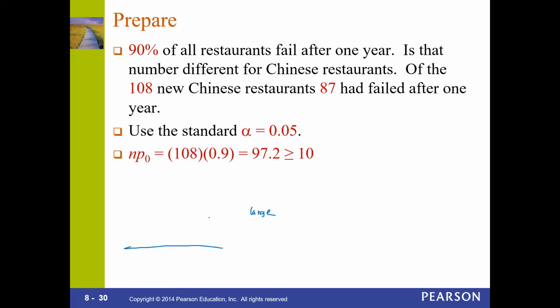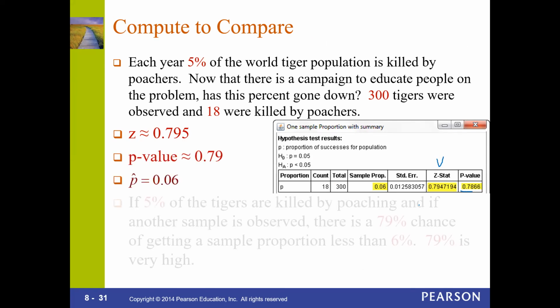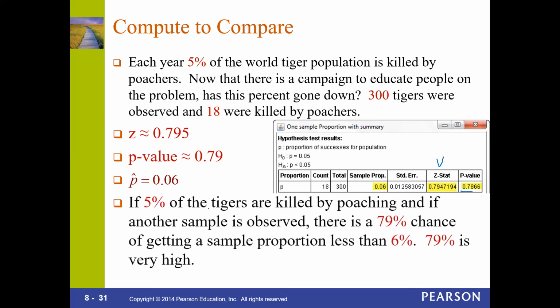Let me just go back to the quick part right here. As you can see, the same answer. We have 0.7, something like that. And then this is your Z stat right here. And the p-value is 0.79. So if 5% of the tigers are killed by poaching, and if another sample is observed, there is a 79% chance to have a sample proportion less than 6%.